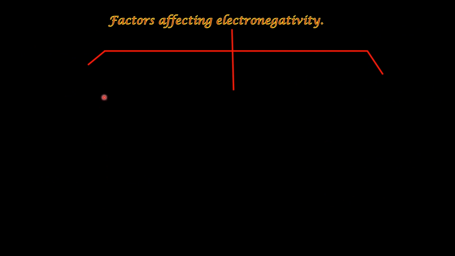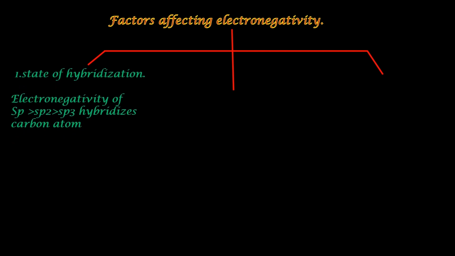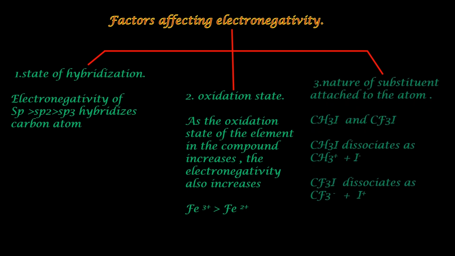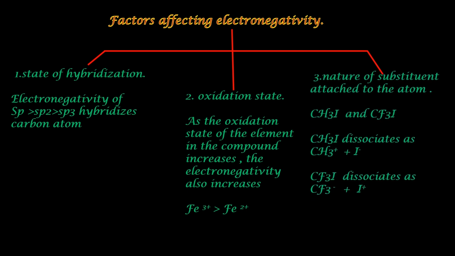Now we will proceed to discuss factors affecting electronegativity. We have already said the electronegativity of any element is not constant and that it depends on certain factors. First one, state of hybridization of the atom. Second one, oxidation state of the element in the compound. And the third one, nature of the substituent attached to that element. You will learn hybridization in the next chapter, that is chemical bonding and molecular structure. Here I will clarify the term in simple words.